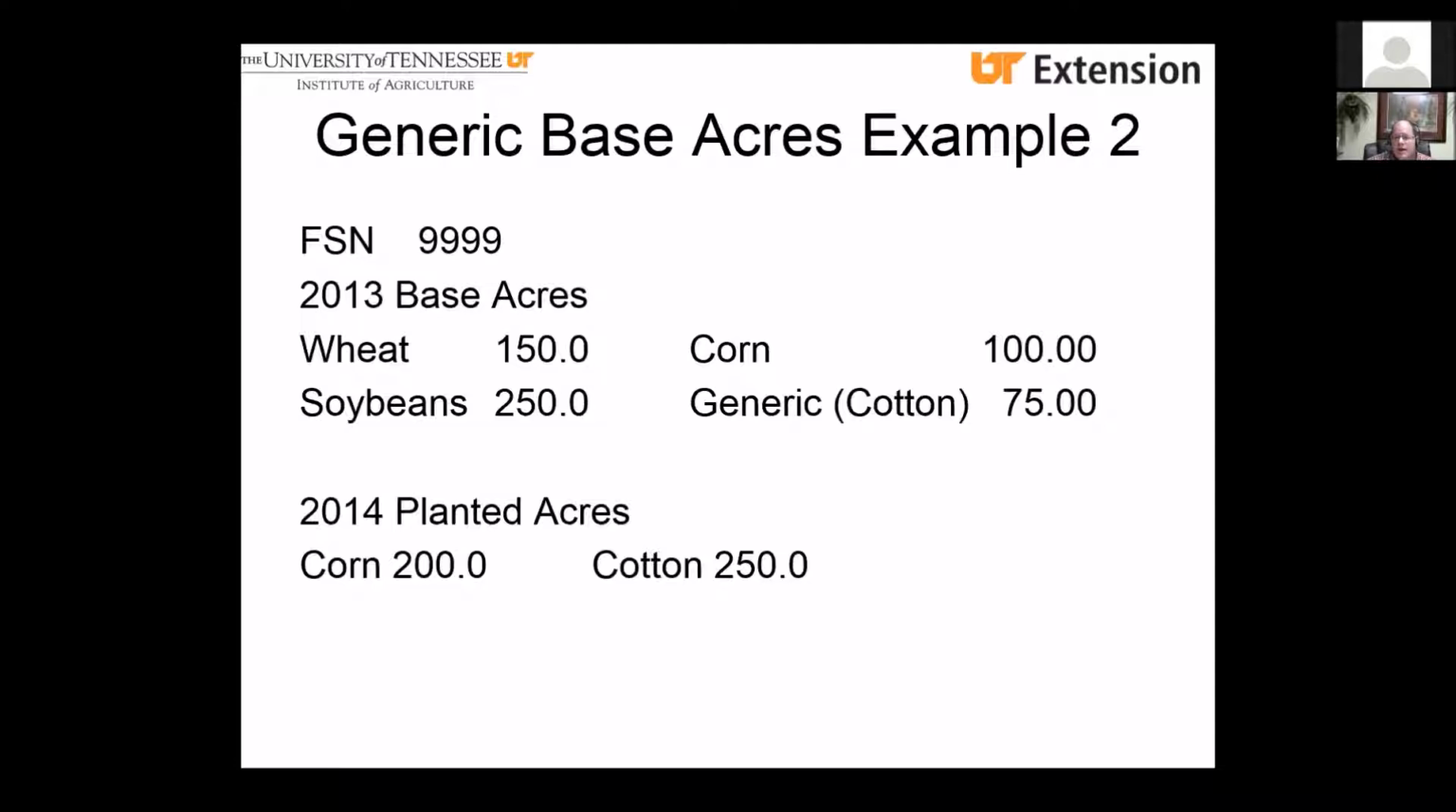Now let's look at our second example. In this example, we have the same base: the 150 acre wheat base, the 250 acre soybean base, the 100 acre corn base, and again the 75 acre generic or old cotton base. Now let's say in this example we planted 200 acres of corn in 2014, and we did plant 250 acres of cotton in 2014. So we planted corn and cotton.